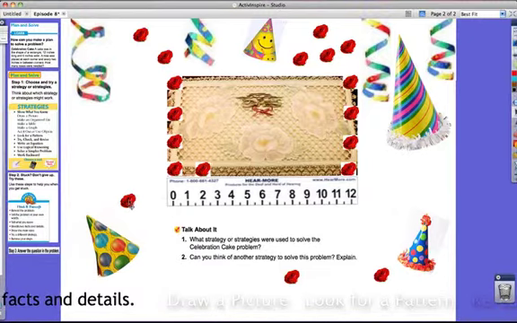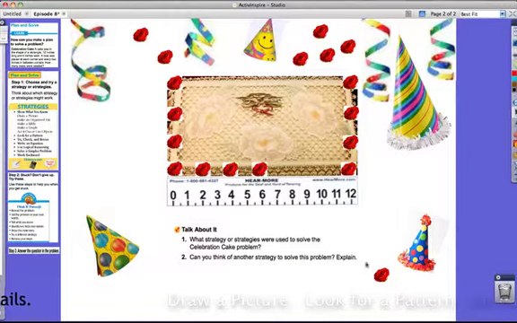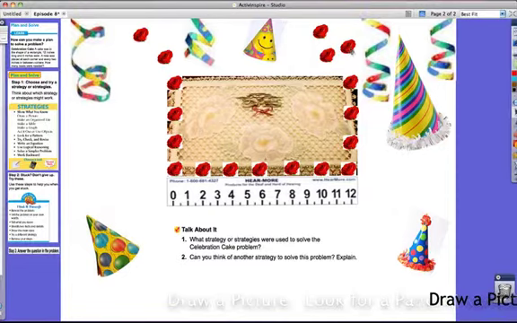Okay, let's count by 2. So that was 2. Then we go 4, 6, 8, 10, and 12. Woo! Yes, we are almost done. This is looking great too.